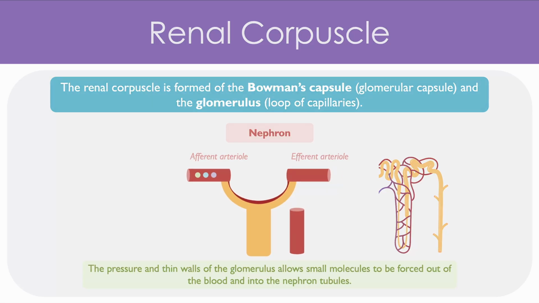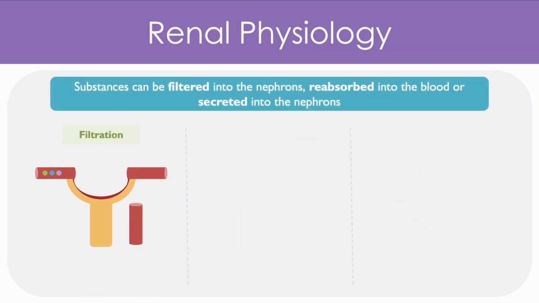When it comes to the substances around and inside each nephron, these can either be filtered, reabsorbed, or secreted. Starting with filtration, small molecules are forced into the nephrons due to the high pressure of the glomerulus, while large molecules such as blood and protein are unable to enter the nephron because they're too large to pass through the thin walls. This means that the filtrate entering the tubules should only consist of small molecules which were able to pass through these walls.